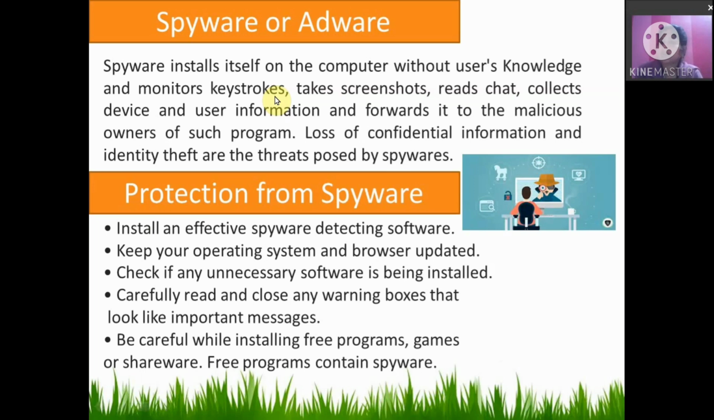So loss of confidential information and identity theft are the threats posed by spyware. Okay. How can you protect your computer from this spyware? Install an effective spyware detecting software. Keep your operating system and browser updated. Check if any unnecessary software is being installed. You have not installed it and you will find that software is automatically installed. It may be a spyware.